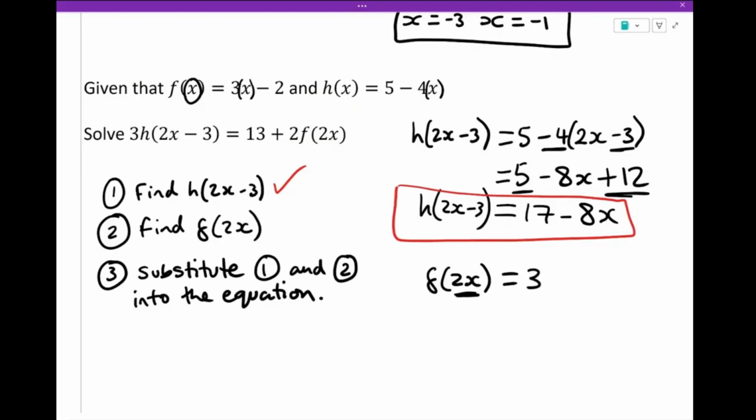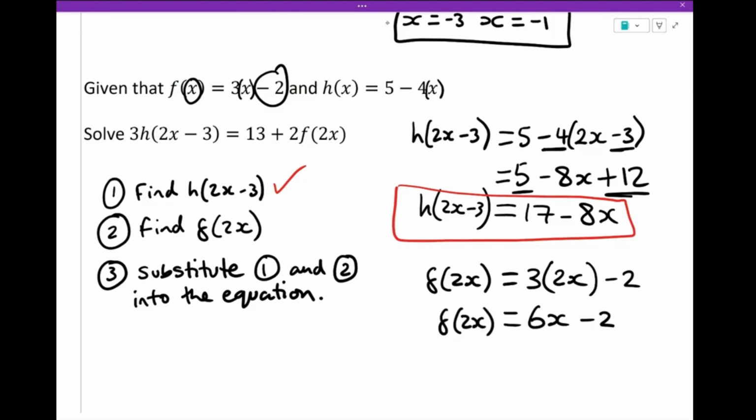So it's going to be 3, then open brackets. And inside my brackets, I'm going to put the 2x. And then we've also got the subtract 2, like that. Now let's simplify it. So 3 times 2x gives me 6x. And then we've got subtract 2. So that is f of 2x. So I'm just going to put a circle around that, like that. So I've now completed step 2.